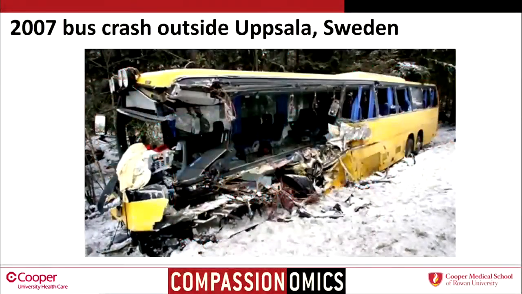So on February 27th, 2007, on a snowy stretch of highway outside of Uppsala, Sweden, two buses collided head-on. This slide shows you what was left of one of the buses. It was such a complicated extrication of the victims at the scene that it literally made its way into the annals of a disaster medicine textbook. Tragically, 6 people died, but miraculously, 56 people were saved.